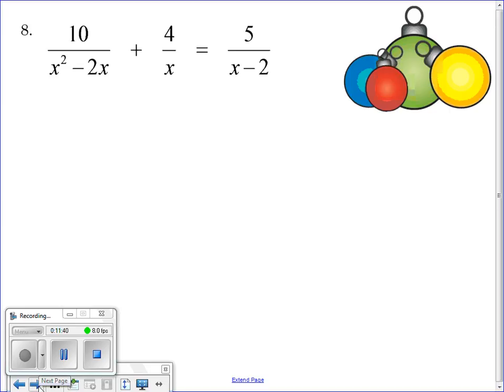Number 8. Step 1. Any of those factor? He said the bottom. Good. I can take out an x here. So x minus 2.